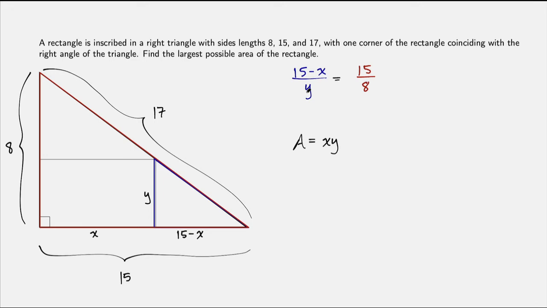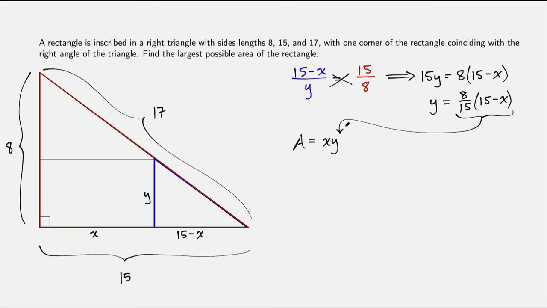So there's a relationship that exists between x and y. And so now we can solve for one of those variables. I'm going to go ahead and solve for y. We can start here by cross multiplying, and we get 15y equals 8 times 15 minus x. Then divide both sides by 15 and get y equals 8 over 15 times 15 minus x. And since that is y, I can now plug it in right here for y. So I get my area is x times 8 over 15 times 15 minus x.